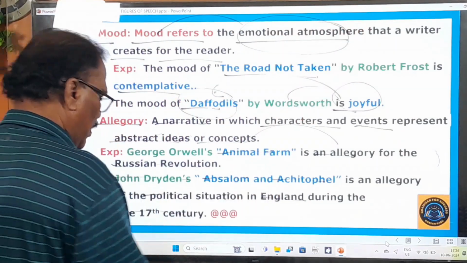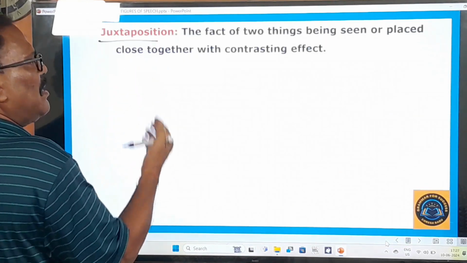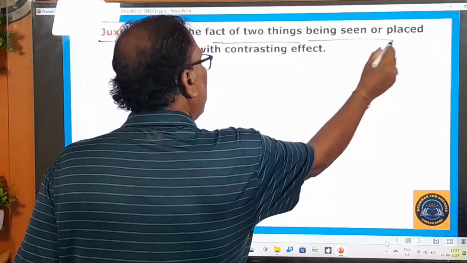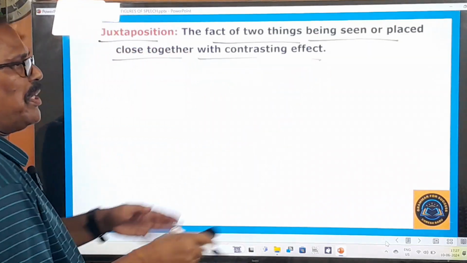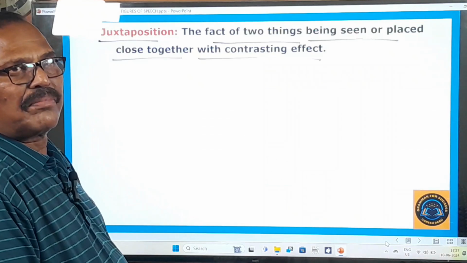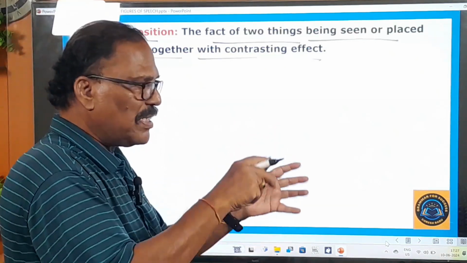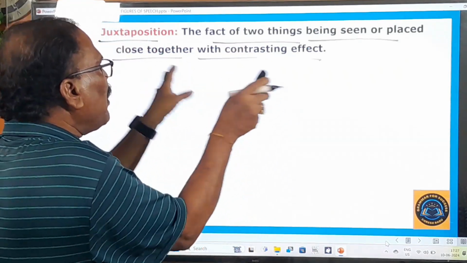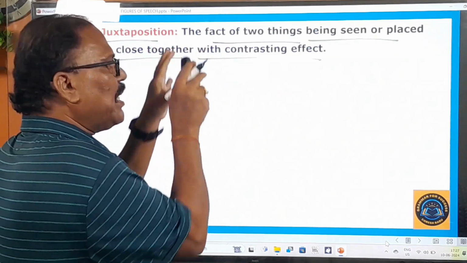Now let's go to the last slide. Juxtaposition is a literary device. It is the fact of two things being seen or placed close together with a contrasting effect. Putting two things together and contrasting them. What difference is there between these two things? Such a thing is called juxtaposition, means keeping two things at one place and observing or thinking about them.